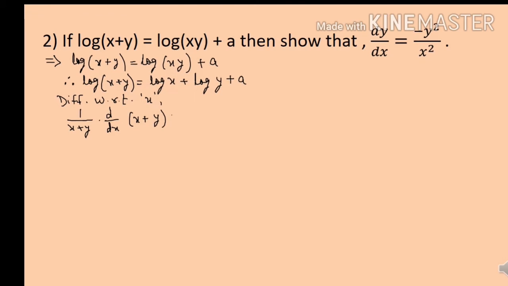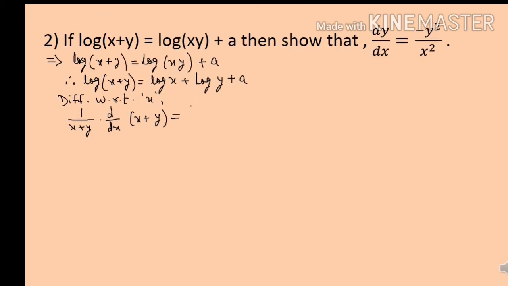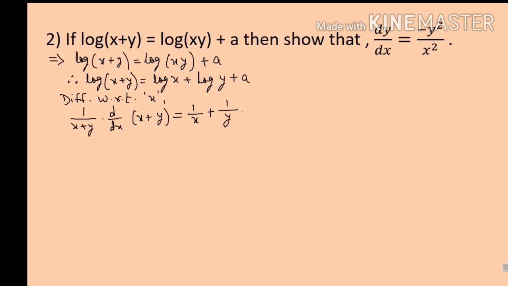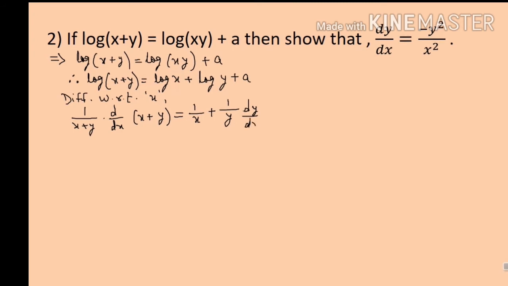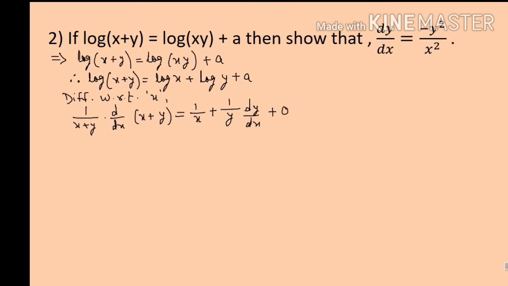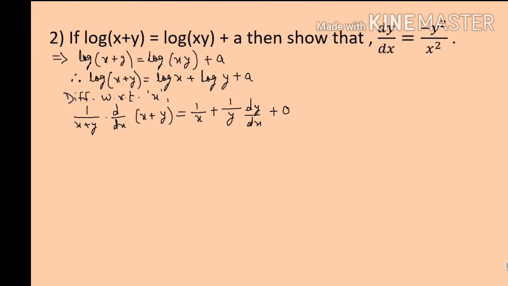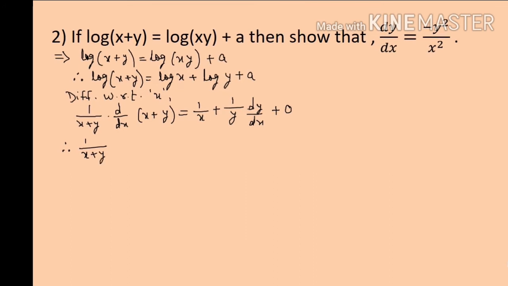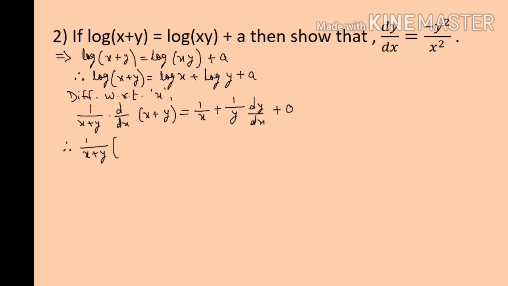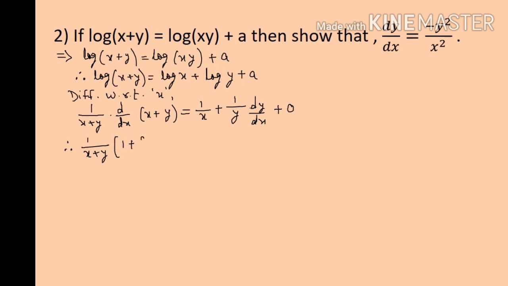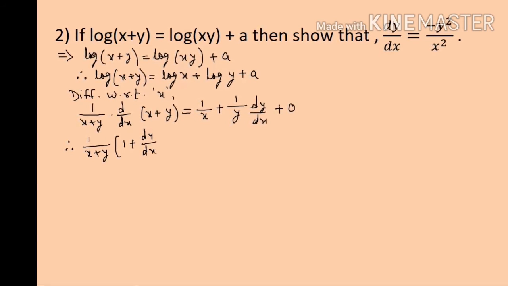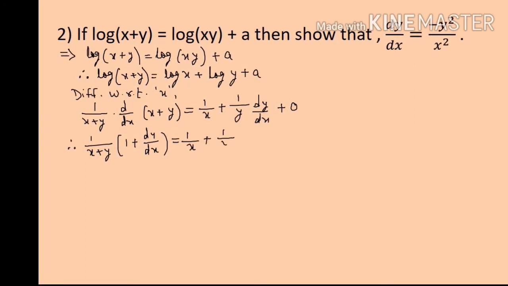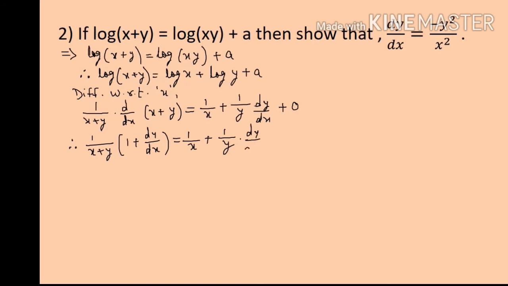Fine, is equal to, now derivative of log x will be 1 upon x plus derivative of log y will be 1 upon y into dy by dx, and derivative of a will be 0. So now let us solve this bracket. Therefore 1 upon x plus y into, now derivative of x will be 1 and derivative of y will be dy by dx is equal to 1 upon x plus 1 upon y into dy by dx.